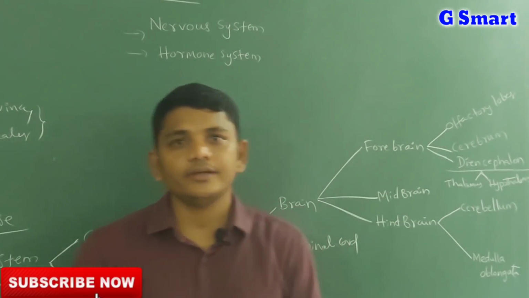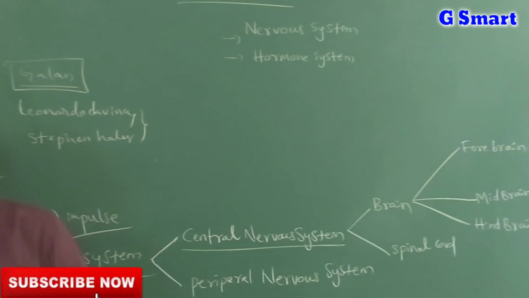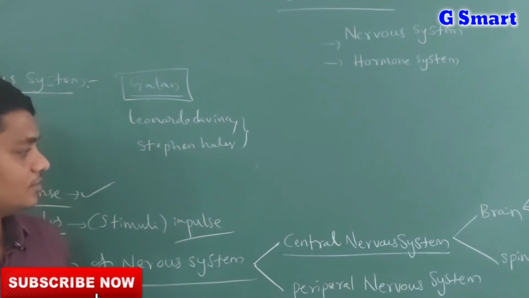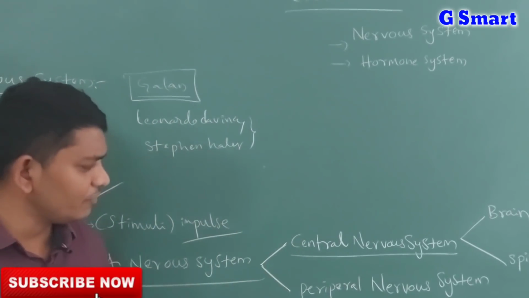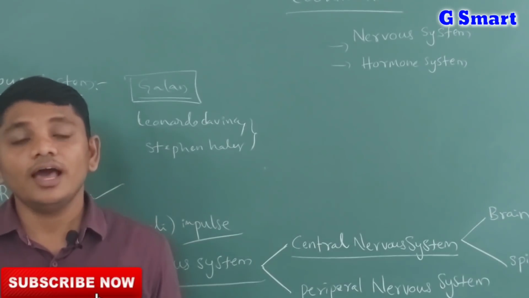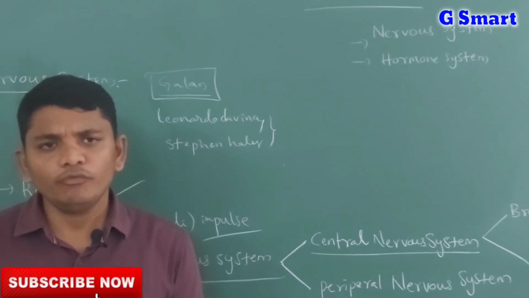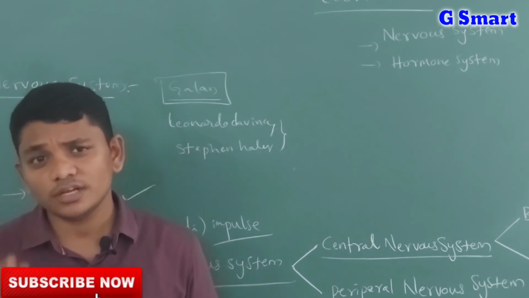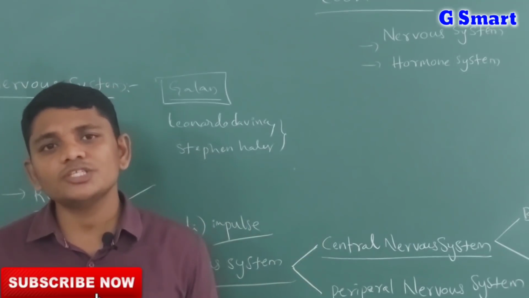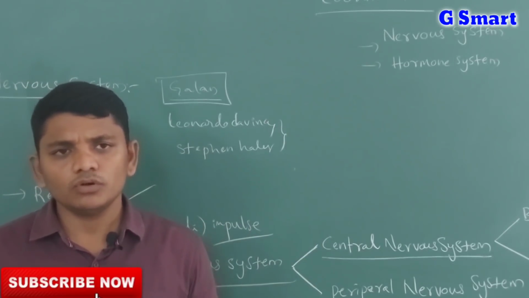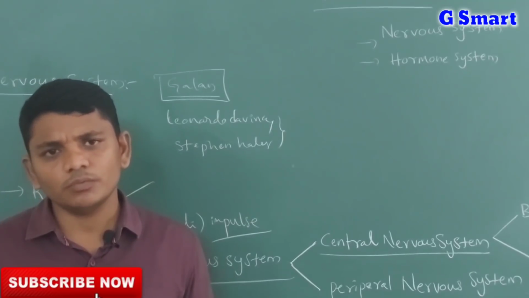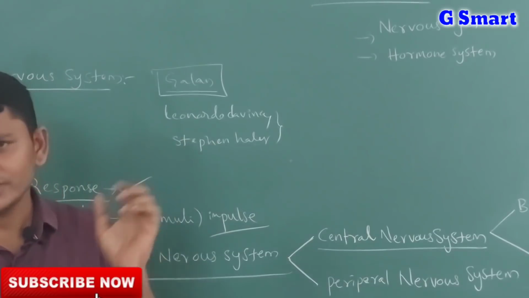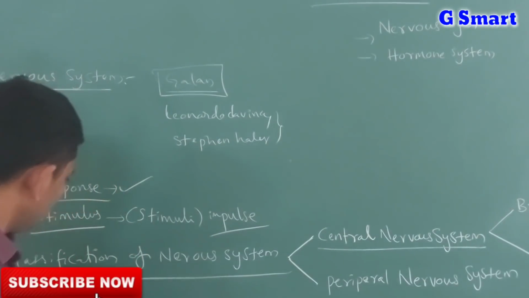Is it clear? Right. Let us discuss nerve cells. Why should we learn about nerve cells first? Because the entire central and peripheral nervous system is made up of nerve cells only. If we talk about the brain, there are nerve cells. If you talk about the spinal cord, there are also nerves. So the entire nervous system is made up of nerve cells. That is why let us discuss nerve cell first.